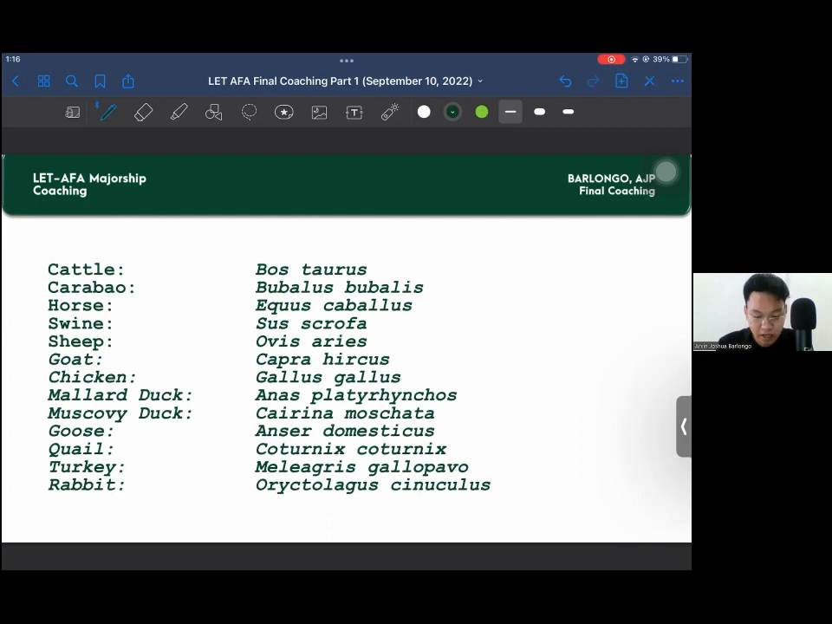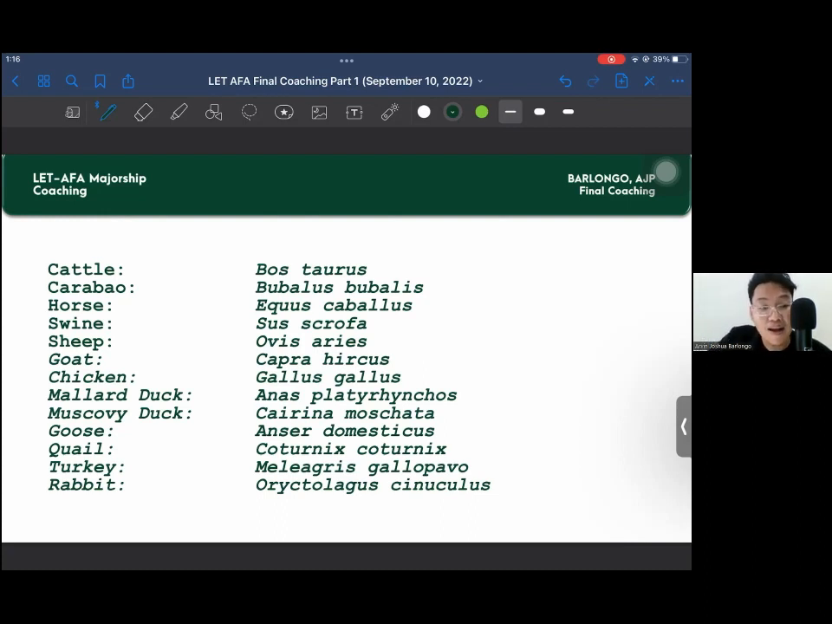So, ang cattle ay Bos taurus. Carabao is Bubalus bubalis. Horse is Equus caballus. Swine is Sus scrofa. Sheep is Ovis aries. Ayan. And goat is Capra hircus. So sa poultry naman, we have chicken, Gallus gallus. Mallard duck. Ayan.